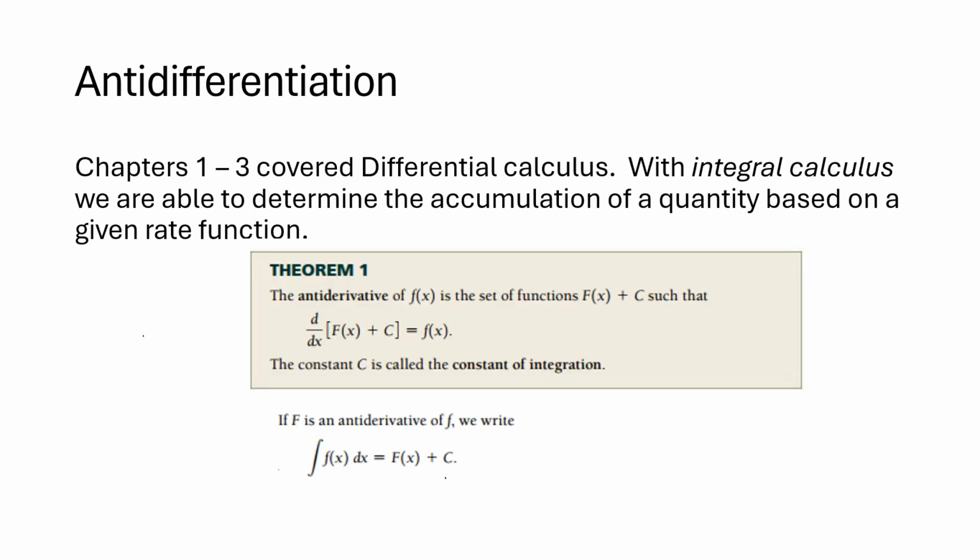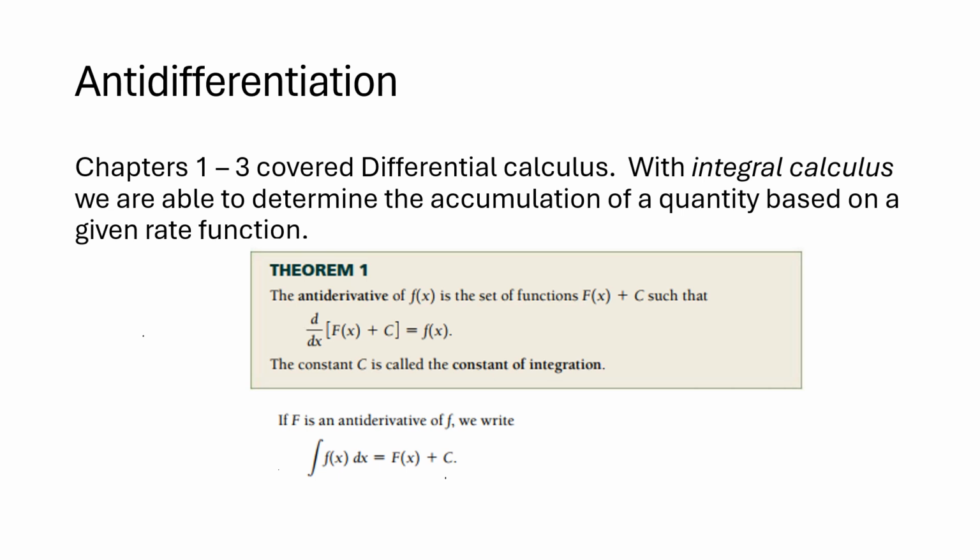Okay, section 4.1, we are totally changing the direction of what we're studying. So we're looking at anti-differentiation now. In chapters 1 through 3, we covered differential calculus. Now we're going to be looking at integral calculus that allows us to determine accumulation of a quantity based on a given rate function.